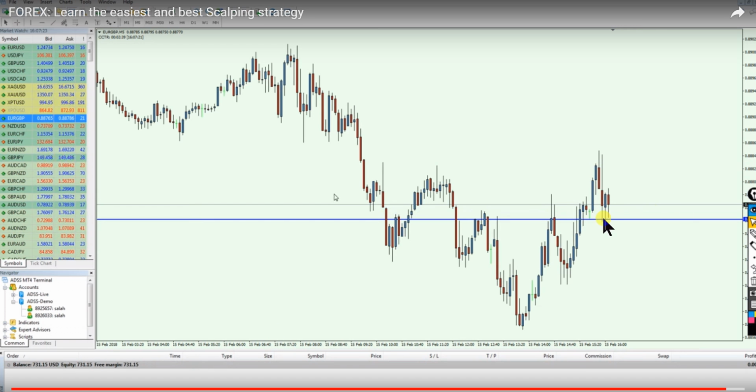Oh, dude, I would have stayed in this and added. This was the entry window. That's going to be a great trade. That's going to be amazing. I would just hold that.